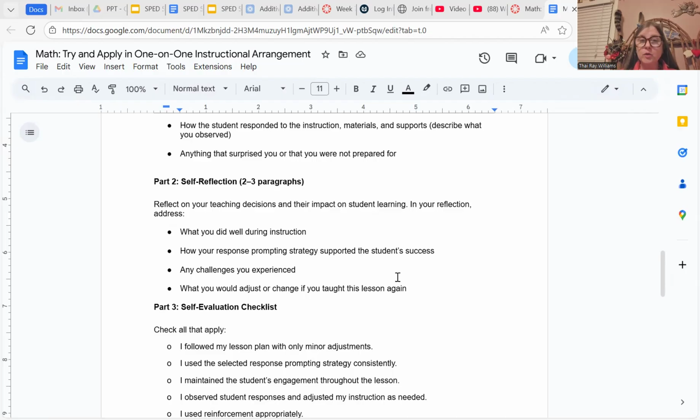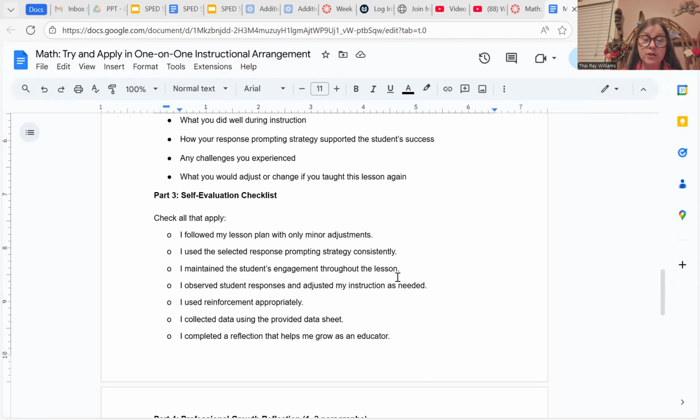Next, how your response prompting strategy supported your students' success. That means you have to stop and think about the response prompting strategy that you used. Think about your implementation and the students, what were those students' outcomes, and how did that response prompting help and support them. Did you experience any challenges? If you did, what were those challenges and how did you address them? And then finally, what would you adjust or change if you taught this lesson over again? If you were to teach it again, what would you do differently?